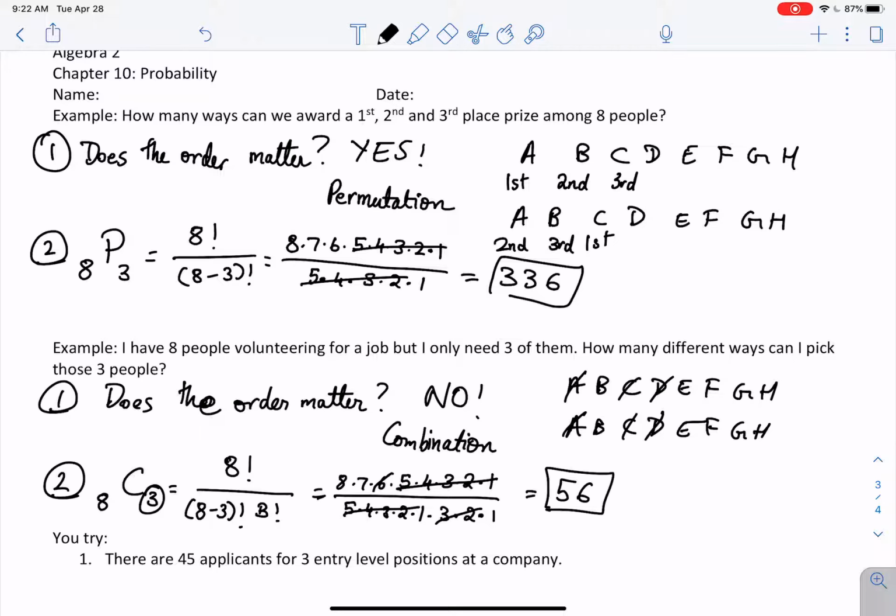Notice here that I have 8 people in both these situations, and I'm picking 3 from them. I have n is 8 and r is 3 in both of these problems. The first one was a permutation problem. The second one was a combination problem. The numbers we got at the end were very different. We got 336 and 56.